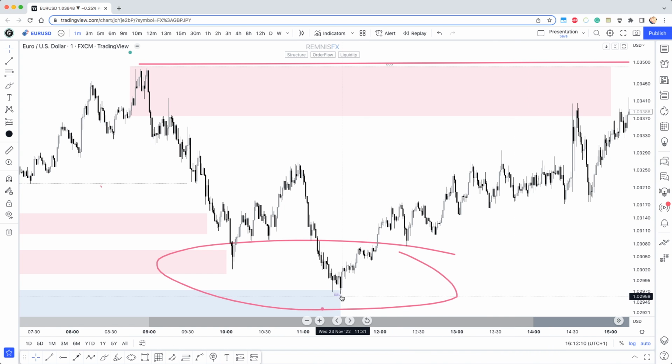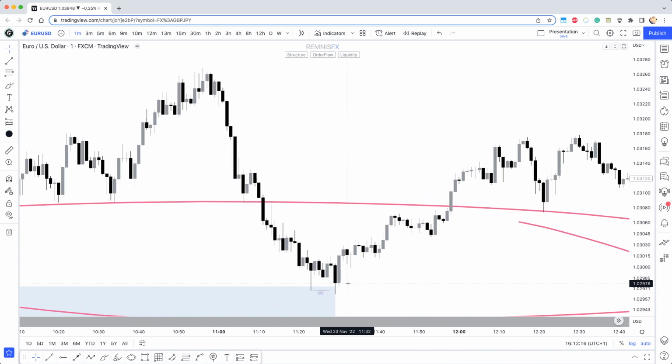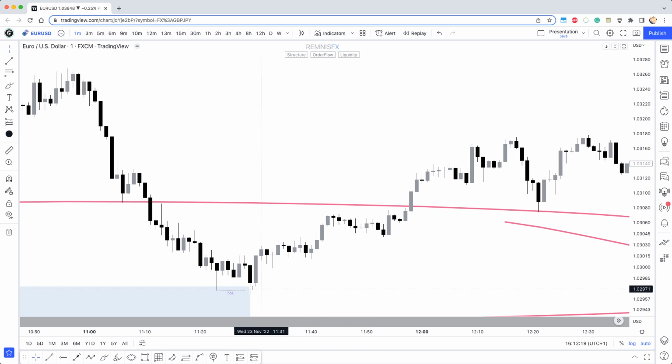Okay, and then look here. Okay, like that. So this candle took out the liquidity from this wick that mitigated the point of interest, right? And the next candle was almost a full-on body candle, right? So definitely an engulfing candle.